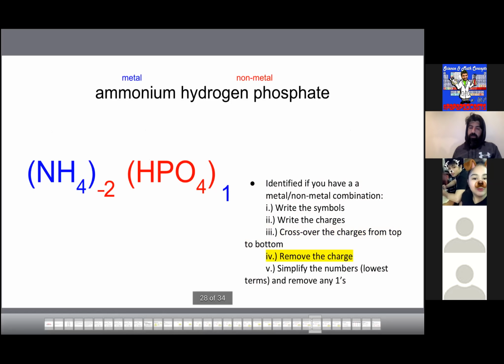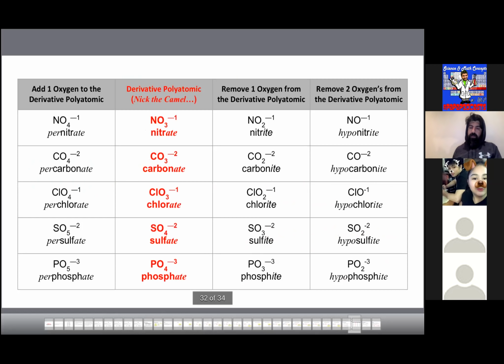Let's try to get to where we have it. There we go. So here are the standard polyatomics. Okay, so we've got nitrate, nitrogen with oxygen, carbon with oxygen, chlorine with oxygen, sulfur with oxygen, phosphorus with oxygen. Okay, and based on Nick, camel, clam, supper, phoenix. Okay, so these are 5 of the most commonly used polyatomics.